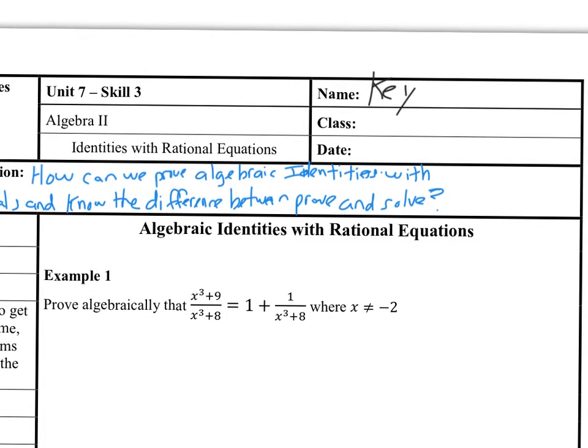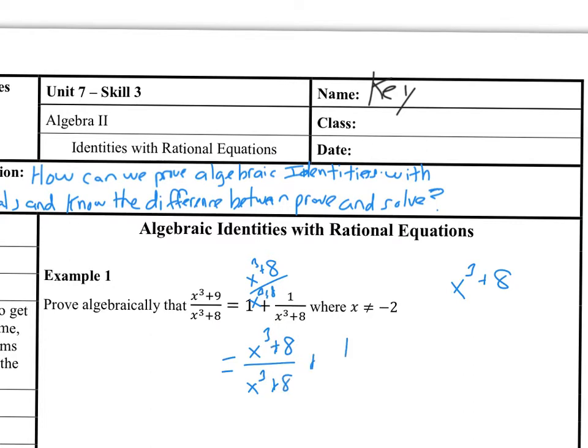So in this first problem, it starts out the same. We want to get a common denominator. So I have an x cubed plus 8, an x cubed plus 8, and I have nothing. So my LCD is going to be x cubed plus 8. So I'm going to need to multiply by it. I'm only changing the right-hand side for now. I have to multiply by x cubed plus 8 over x cubed plus 8. So the first part just becomes x cubed plus 8 over x cubed plus 8.